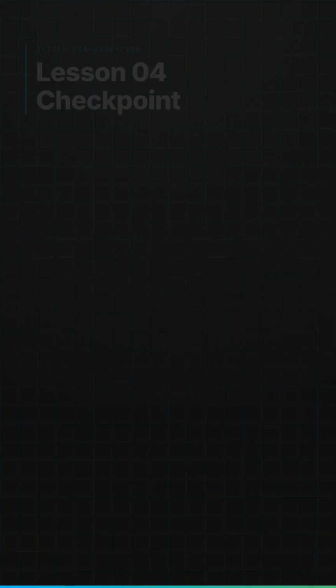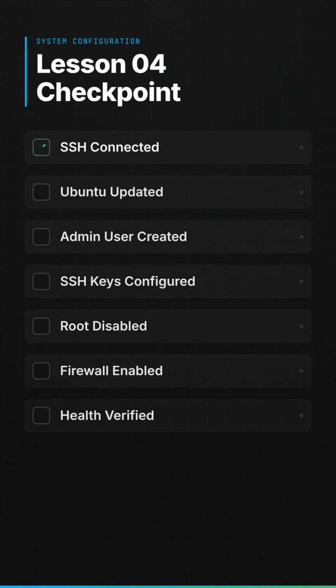I want you to pause now and confirm your checkpoint. If you've connected, updated, created your user, and enabled your firewall, you have completed one of the most technical milestones in this entire course. Take a moment to verify every item. If your health checks look good and your firewall is active, you are ready to move from the infrastructure layer to the intelligence layer. You've done great work today.